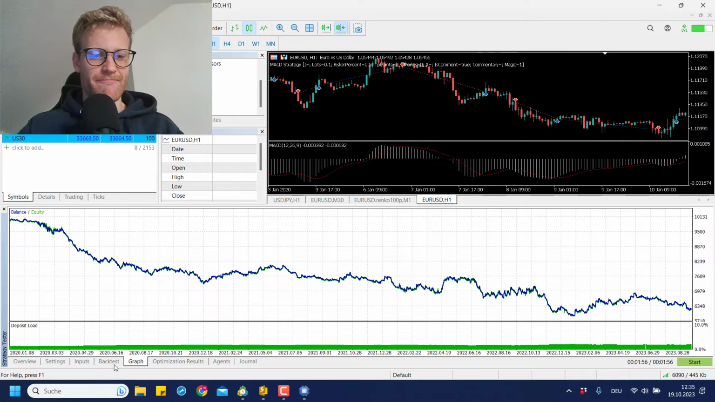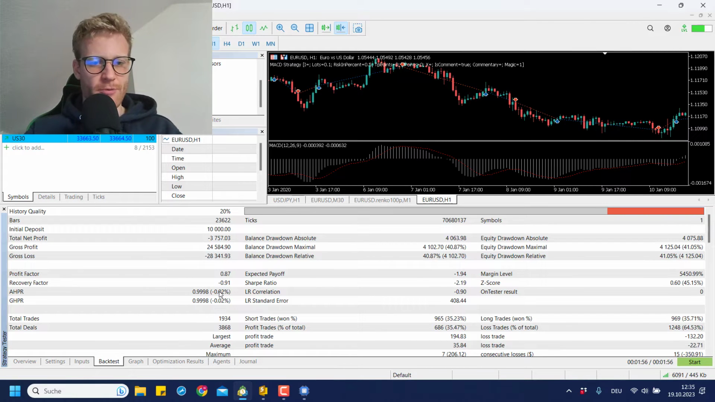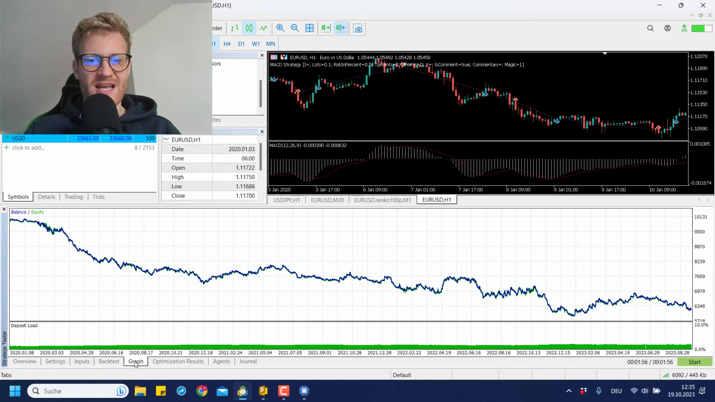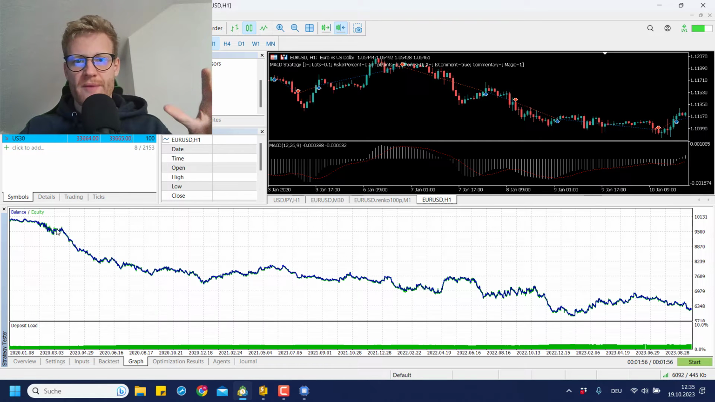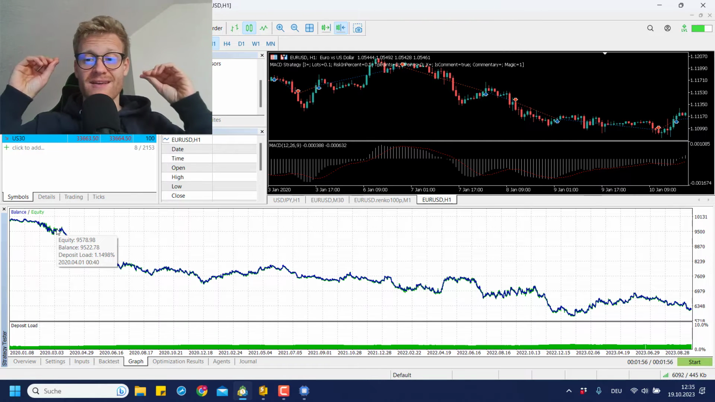If we have a look at the backtesting results, we also see profit factor is negative, means it's below 1, and we have an overall loss. Also, what is really interesting, we see a total trades amount of 1,900, which is quite a lot, I would say, for 3.5 years.